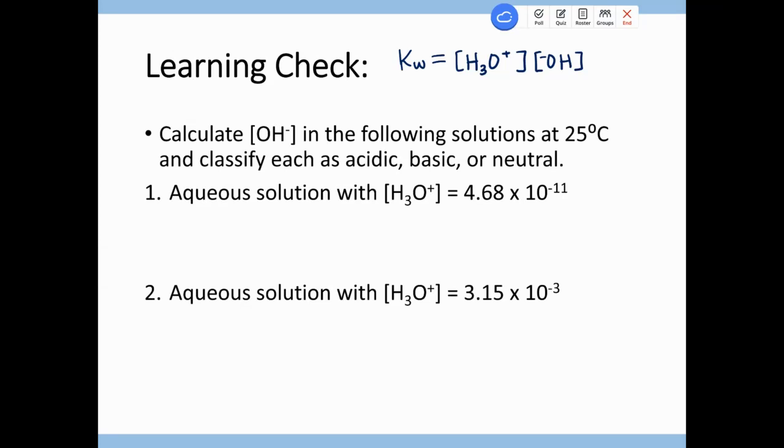Just remember that acids increase H+ concentration, or increase H3O+. We use those interchangeably. Bases increase OH-. So if there's a higher concentration of OH-, it would be basic. You can compare it to the 1 times 10 to the negative 7 for a neutral solution. Either one.